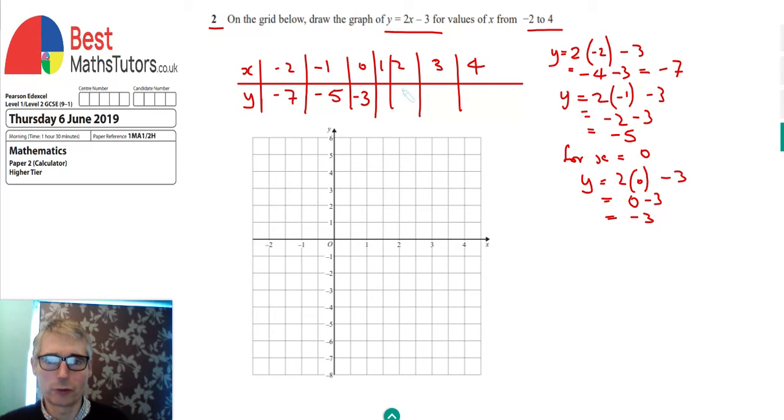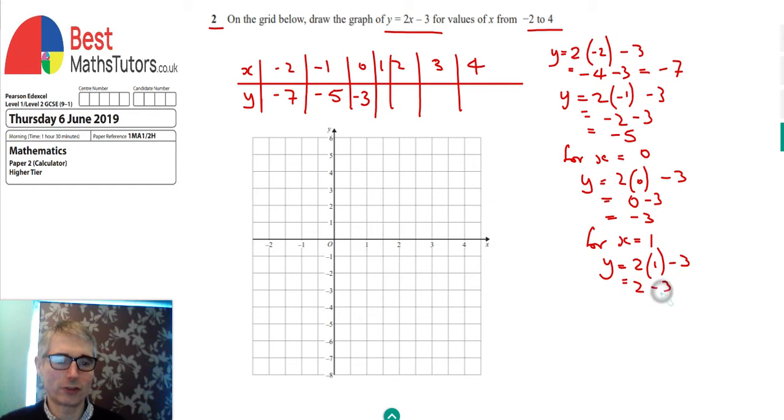And I'm going to do one more of these before I look at another way of doing this. So for x equals 1, we get y equals 2 times 1 now, take away 3. So 2 times 1 is just 2 take away 3, which gives me -1. That's that value. Now, we could carry on and do these.